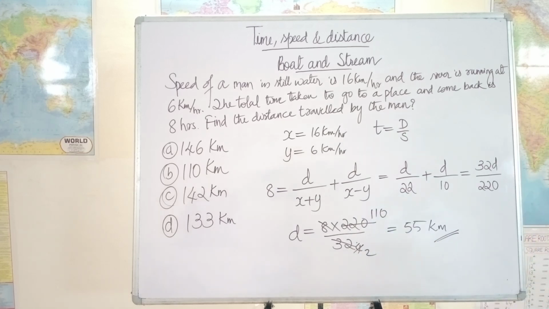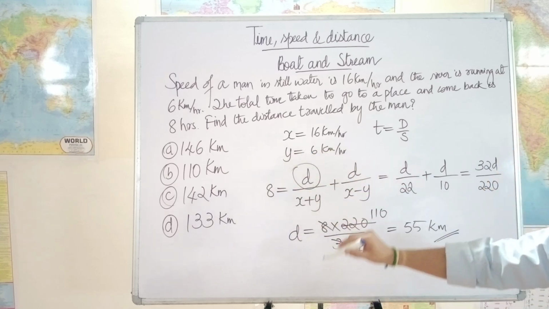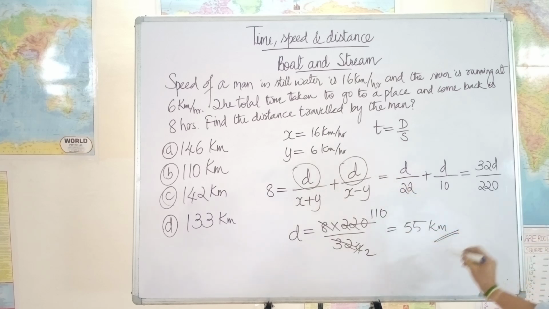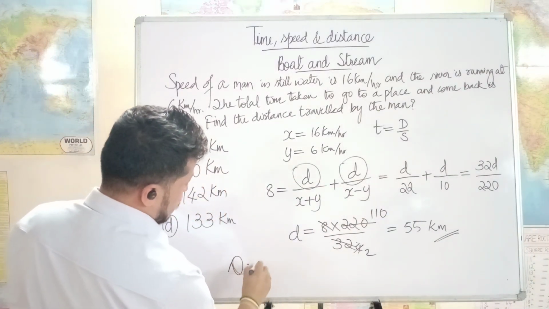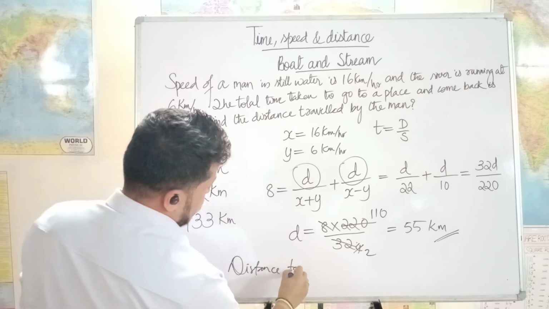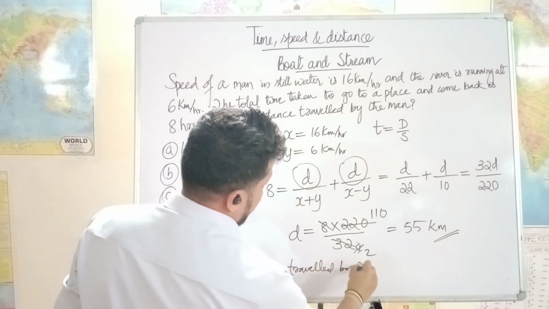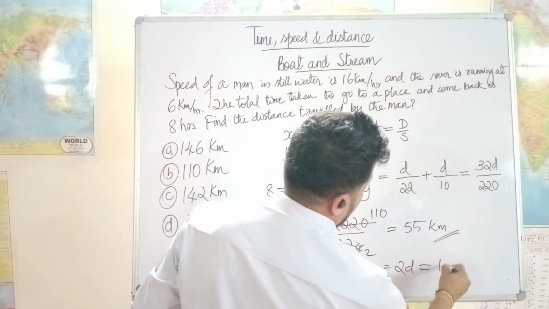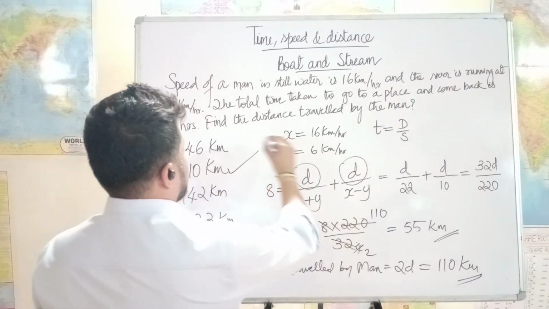Now, find the distance travelled by the man. The distance travelled is 1d downstream and another d upstream. So 2 times d. So distance travelled by man is equal to 2 times d, which is equal to 110 kilometers, and option B is correct.